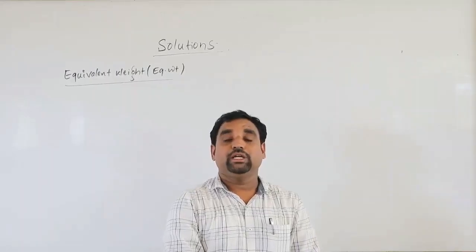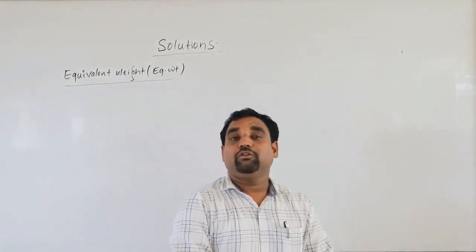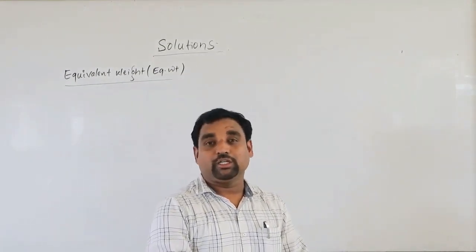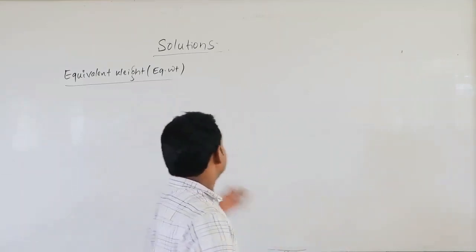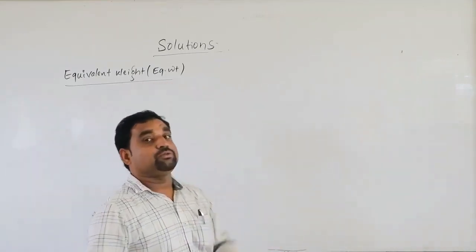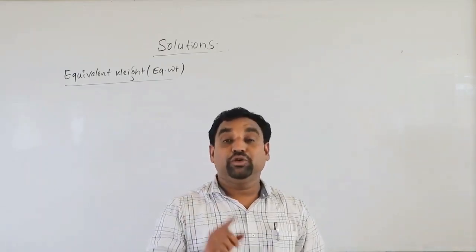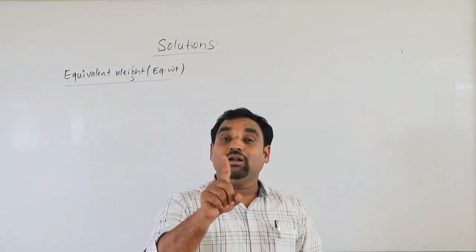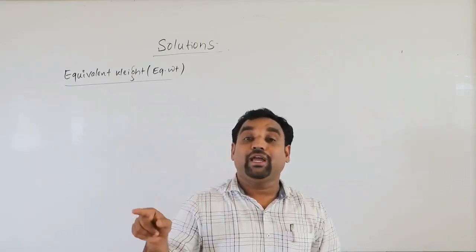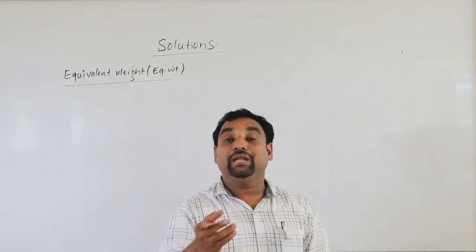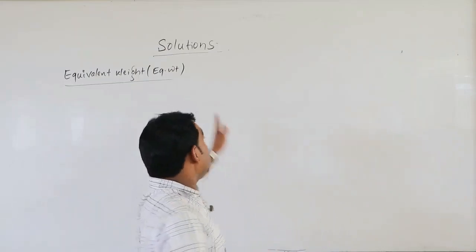The definition of normality is the number of gram equivalents of a solute dissolved per liter of the solution. What is the meaning of the gram equivalent weight? Now we will discuss that. Gram equivalent weight is the number of parts by weight of a substance which displaces one part by weight of hydrogen, or 35.5 parts by weight of chlorine, or 8 parts by weight of oxygen. That is the meaning of the equivalent weight.